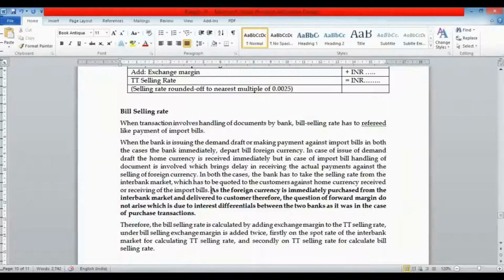Like I have highlighted also, as foreign currency is immediately purchased from the interbank market, the bank has purchased the foreign currency from the interbank market and delivered it to the customer thereafter. The question of forward margin, which is due to the interest differential between the two banks, does not arise, as it was the case in the purchase transaction. That means the forward margin concept will not be applicable in bill selling. Always remember this.